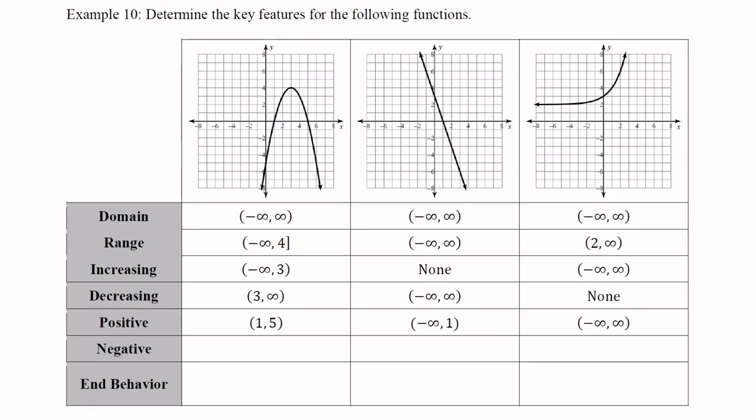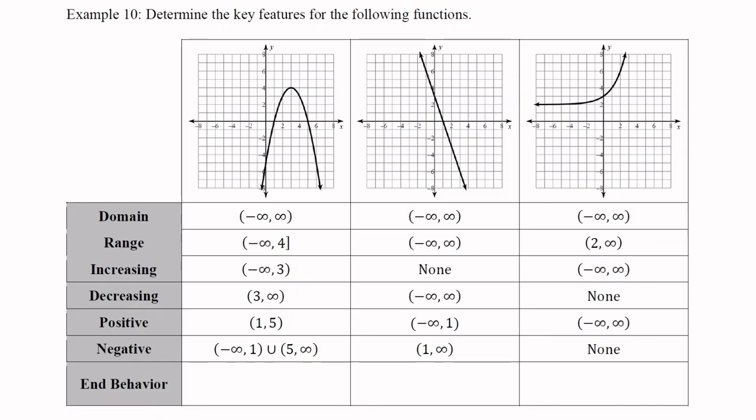For the parabola, we are negative from negative infinity to 1, and then again from 5 to infinity. So we are going to union those two pieces. For the linear function, it's from 1 to infinity. And for the exponential, we are not negative anywhere.